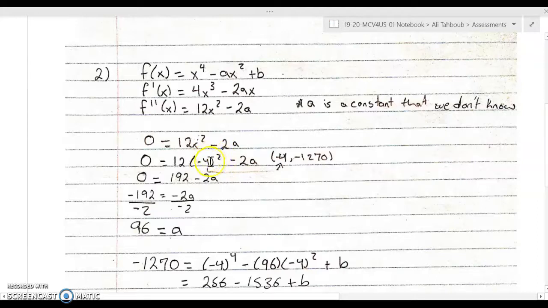So after I plugged in the -4 for the x, we were left with the a, which is one of the variables we had to solve for. And when we only have one variable left, we can very easily solve for it. So I just solved, and I got 96 as the a value.